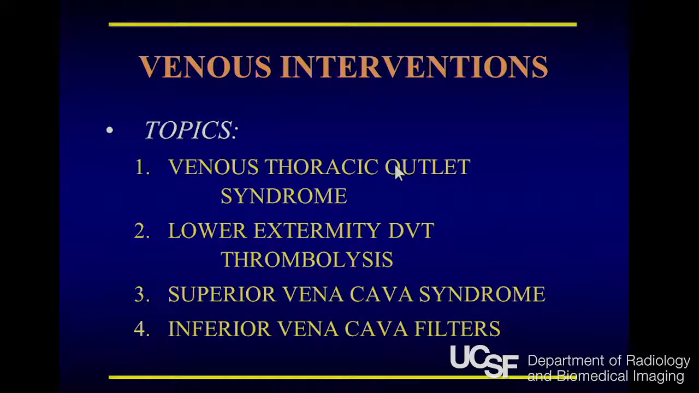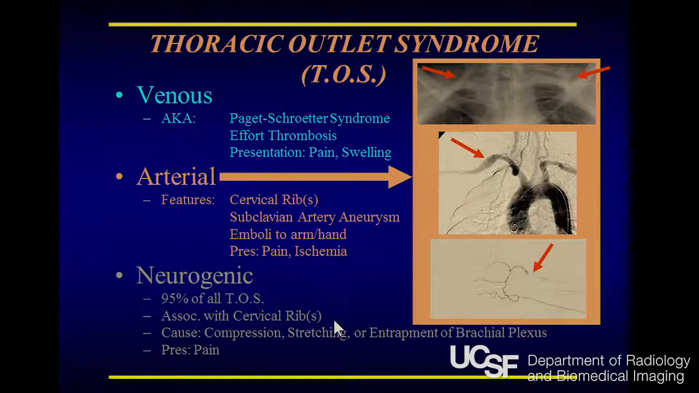So we're going to discuss the following topics in this lecture: venous thoracic outlet syndrome, lower extremity DVT thrombolysis, superior vena cava syndrome, and inferior vena cava filters. Let's begin with thoracic outlet syndrome. We're going to focus on venous thoracic outlet syndrome.